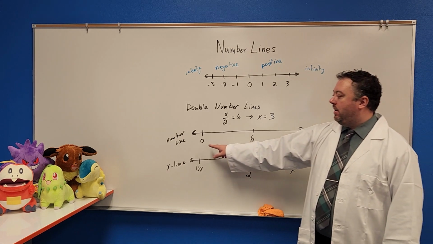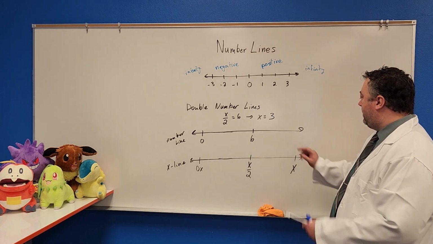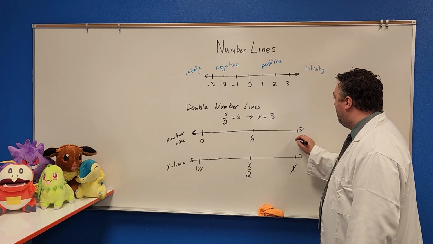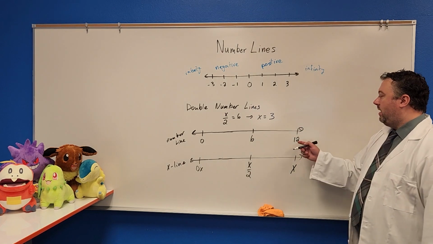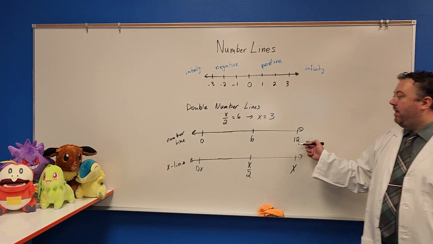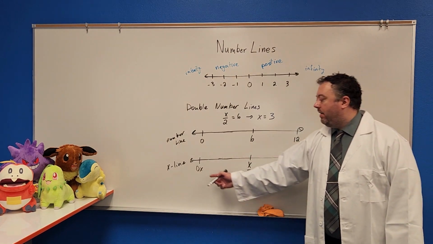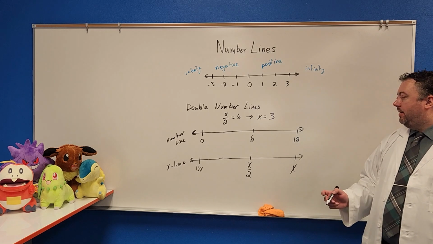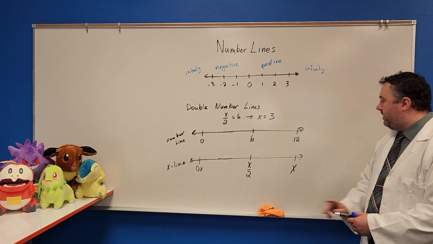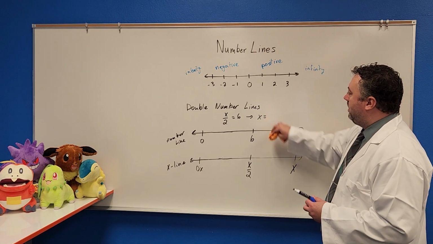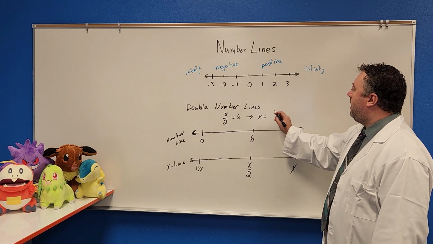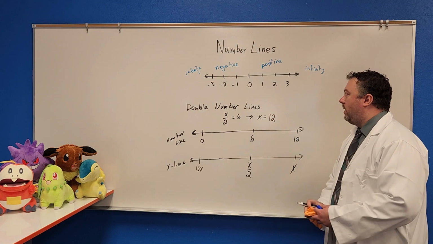So let me do the same thing up here. I'm going to double this distance. And if I double 6, I get 12. So now up here, I've created a number line that counts by 6's. And here I'm counting by half x's. And so my final answer is x is the same as 12.